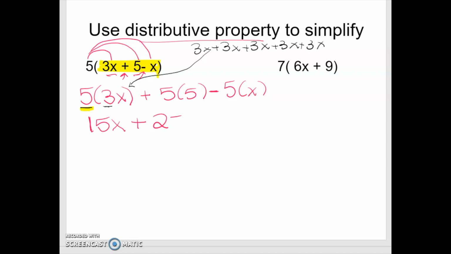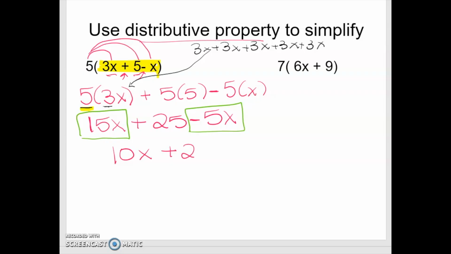5 times 5, 25. Bring down my subtraction sign. 5 times x. Remember, that just means I have x happening 5 times. So I have 5 x's. Now we're going back to what we just talked about the other day, which was combining our like terms. So 15x and negative 5x. Remember how we talked about really focusing on the negative in front of the term? I'm going to combine those together. So 15 minus 5, 10x plus 25. Now I'm done. I have to stop there because these are not like terms.